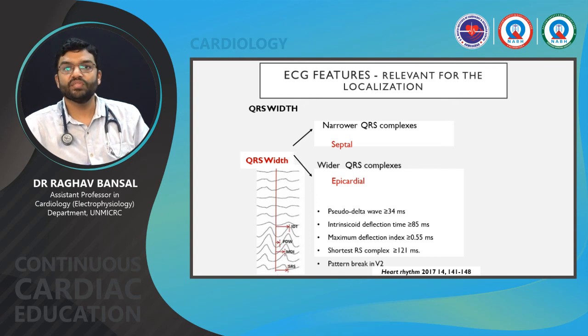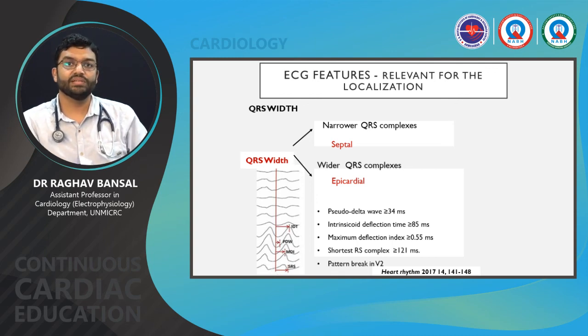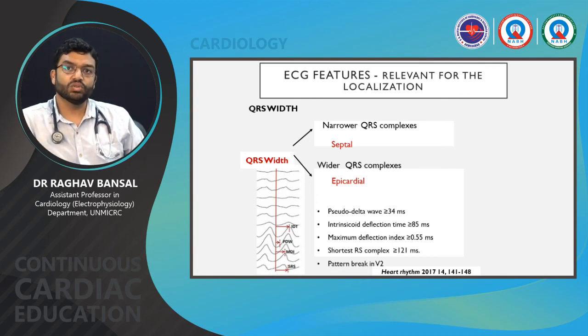If the maximum deflection index is more than 0.55, this is a ratio. I'm sorry for that error, it's not in milliseconds. So MDI, if it is more than 0.55, it points towards an epicardial origin.